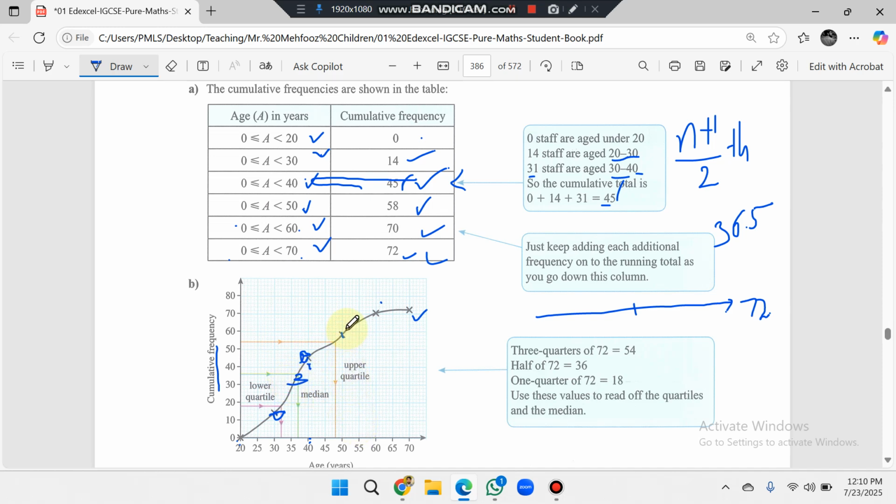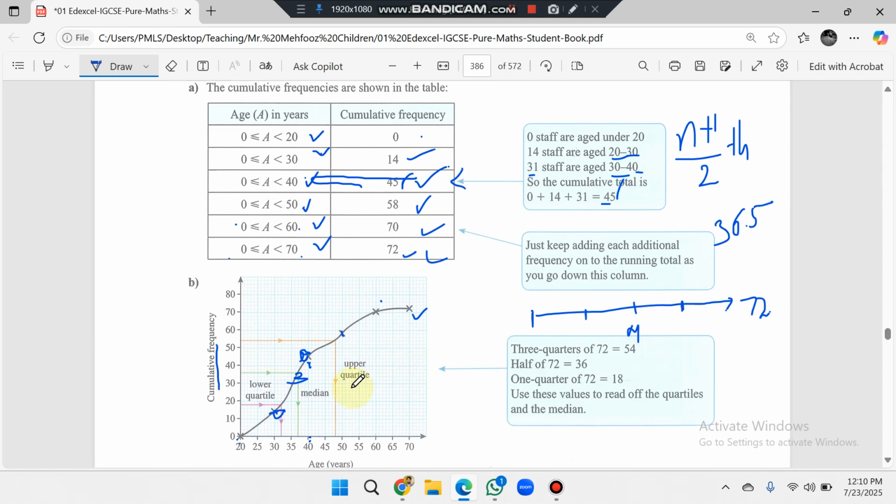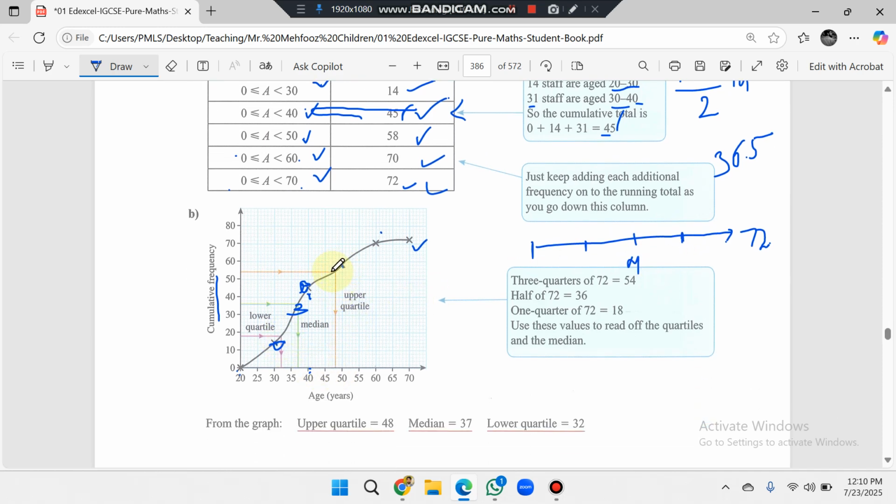Okay, after that you can see that this is your first term, this is your median, and the center of the first term and median is the first quartile, and the center of the median and the last term is your upper quartile. So here we have the upper quartile, that is this orange line that cuts the curve, and the next one is the purple line that cuts the smooth curve. So this is your lower quartile.